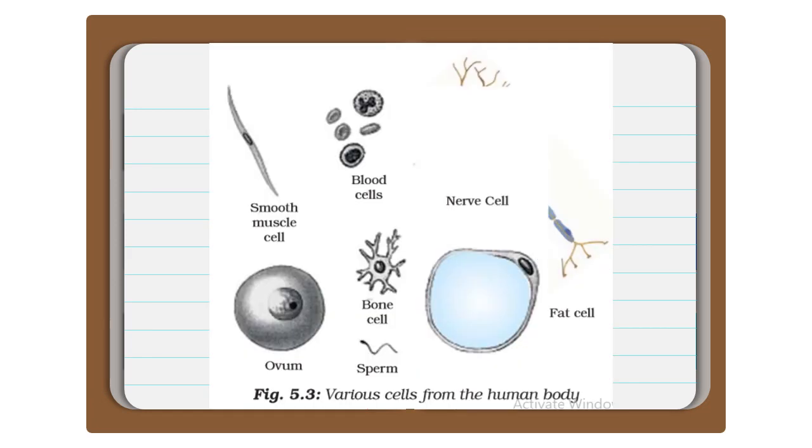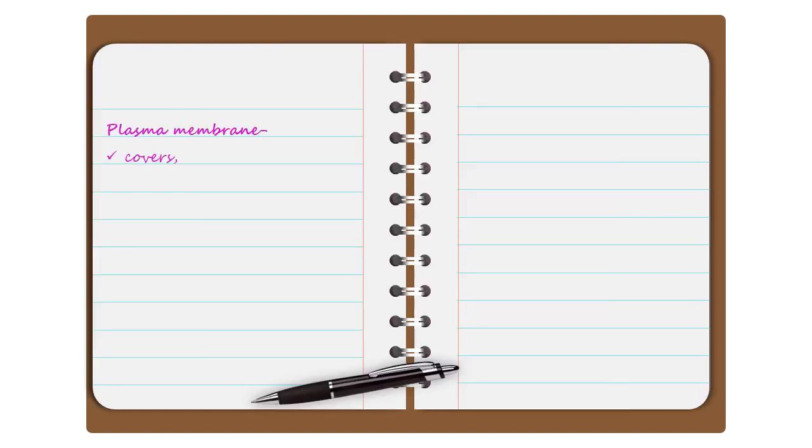So here come the types of cells in our body. Smooth muscle, a muscle fiber which is a linear cell, and the blood cell, nerve cell, fat cell which is of adipose tissue, and bone cell, sperm the male gamete and the female gamete. Next comes the plasma membrane. As you all know, it covers the cell, protects the cell, gives shape to the cell, and manages the entry and exit of molecules.